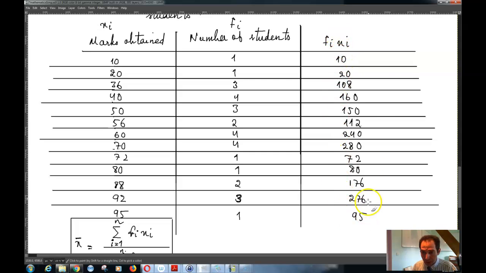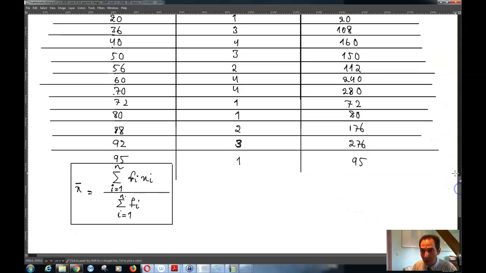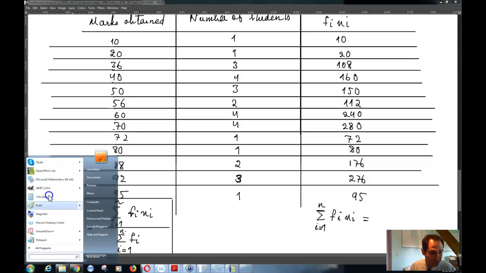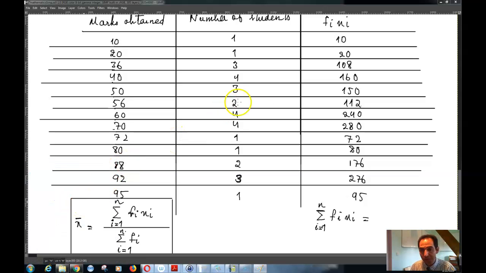Now you need to add all of these together and call it sigma f of i times x of i as i goes from 1 to n. So I add all of these numbers together. And in order to do that, I can use some other page here. Let me use Paint, for example.